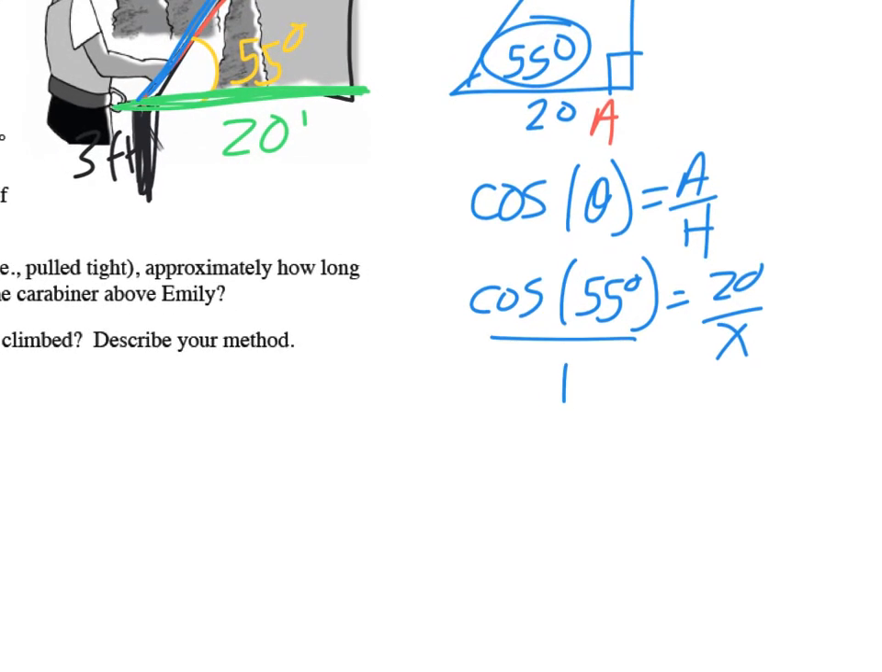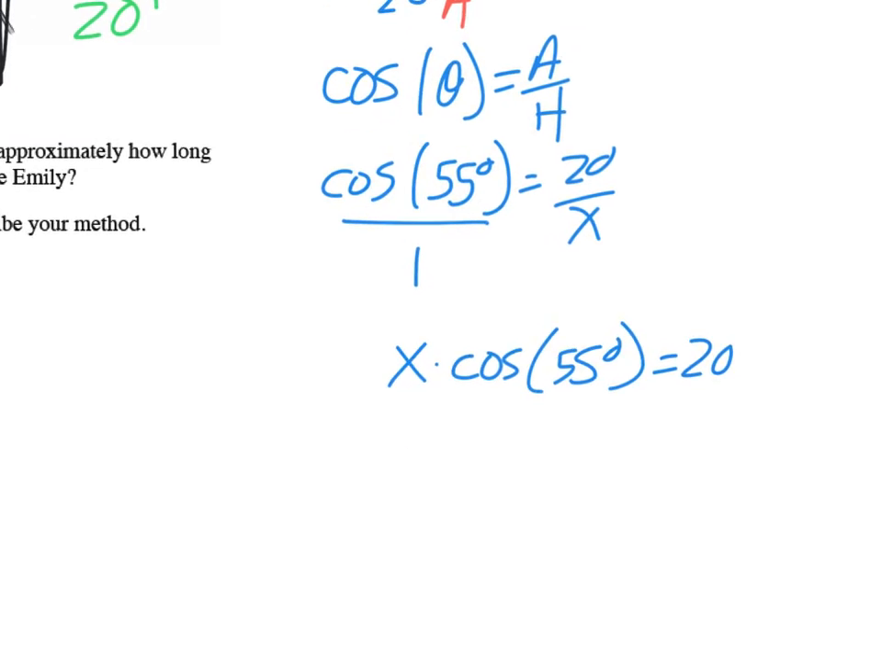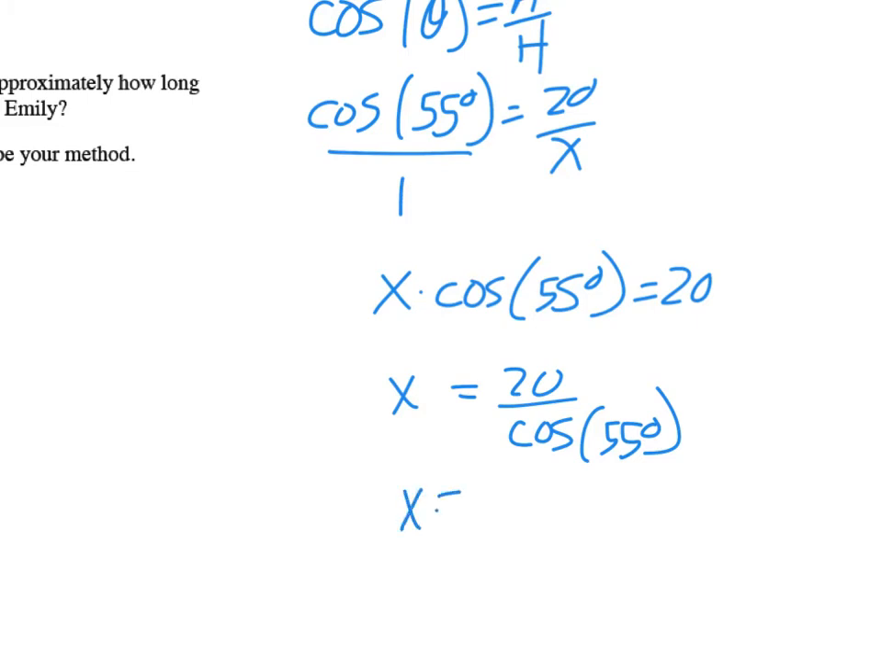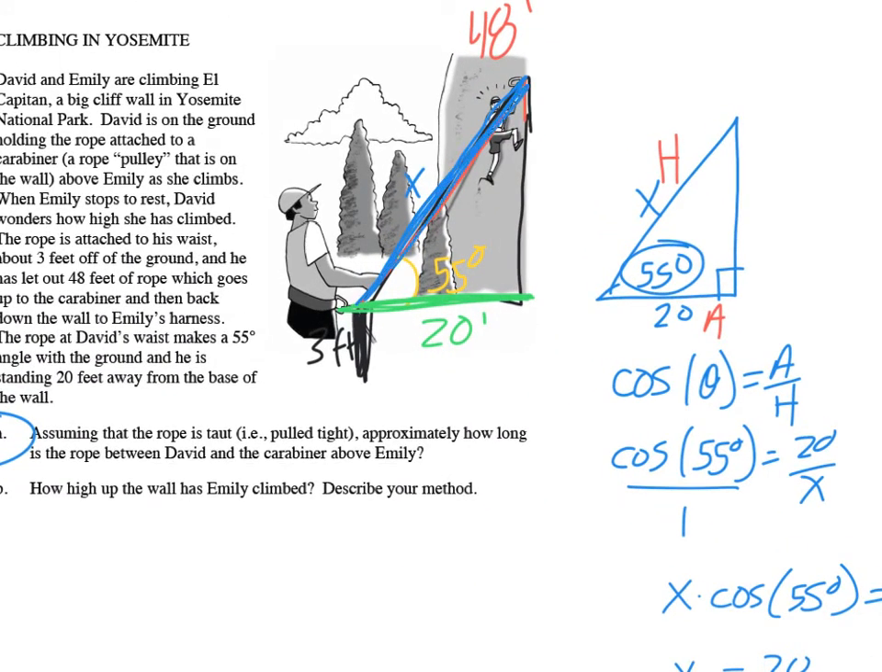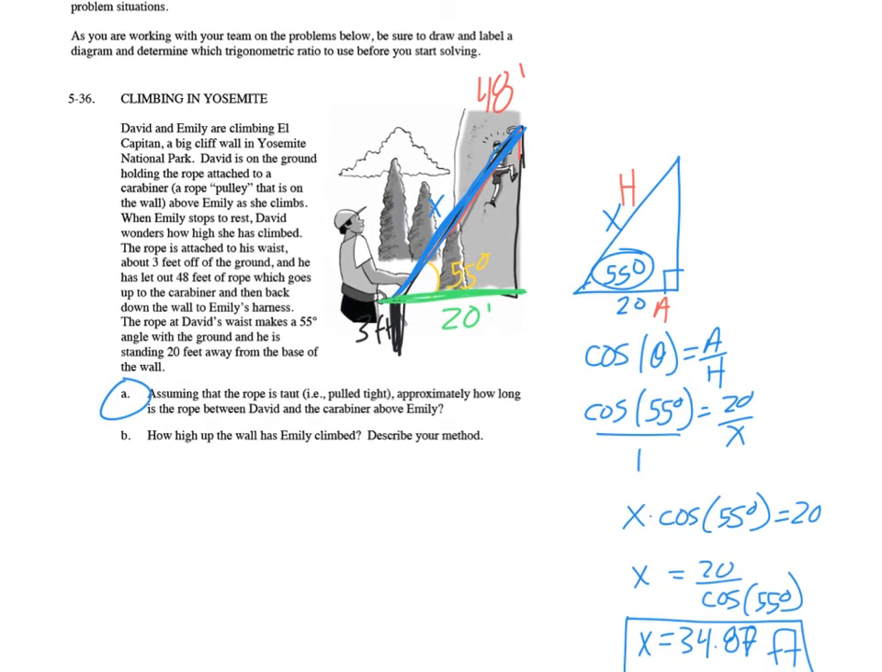And as we've done so many times, I'm going to cross multiply now and get x times the cosine of 55 degrees equal to 20. Then I'm going to divide both sides by the cosine of 55 degrees, which gives me 20 divided by the cosine of 55 degrees. When I type that into my calculator, 20 divided by the cosine of 55 degrees, I end up getting 34.87 feet long. And so that is the distance of the rope between David and Emily, which is this distance again here in blue.